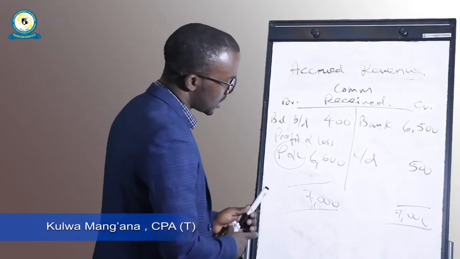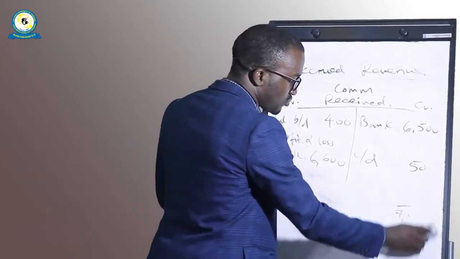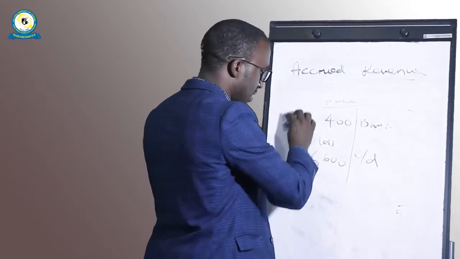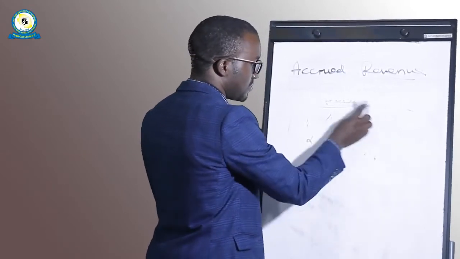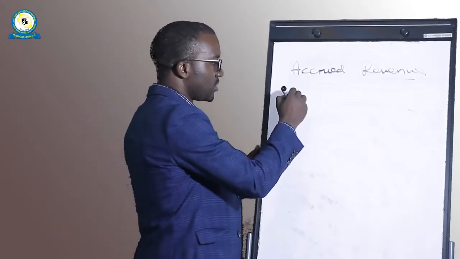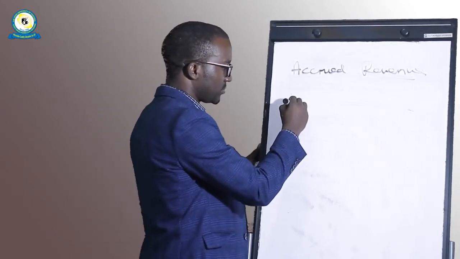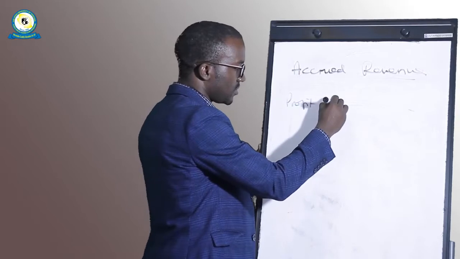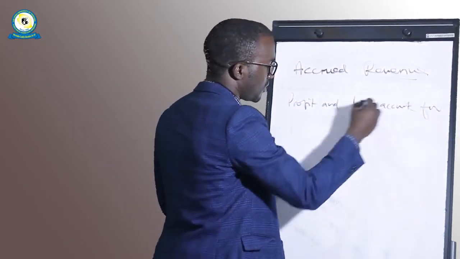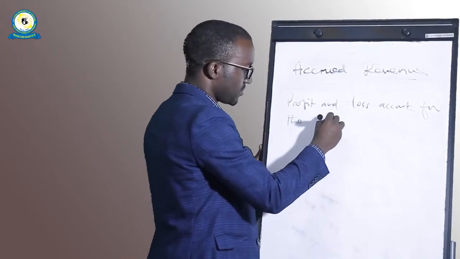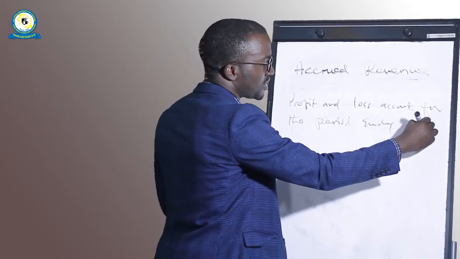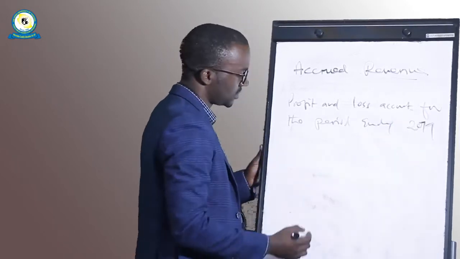Okay. Now, to come up with an extract, as I've said, you might be told to write an extract of an income statement or balance sheet or profit and loss account. Of course, with your P&L, just go to the profit and loss account for the period ending 20. We give an example for the period 2019.